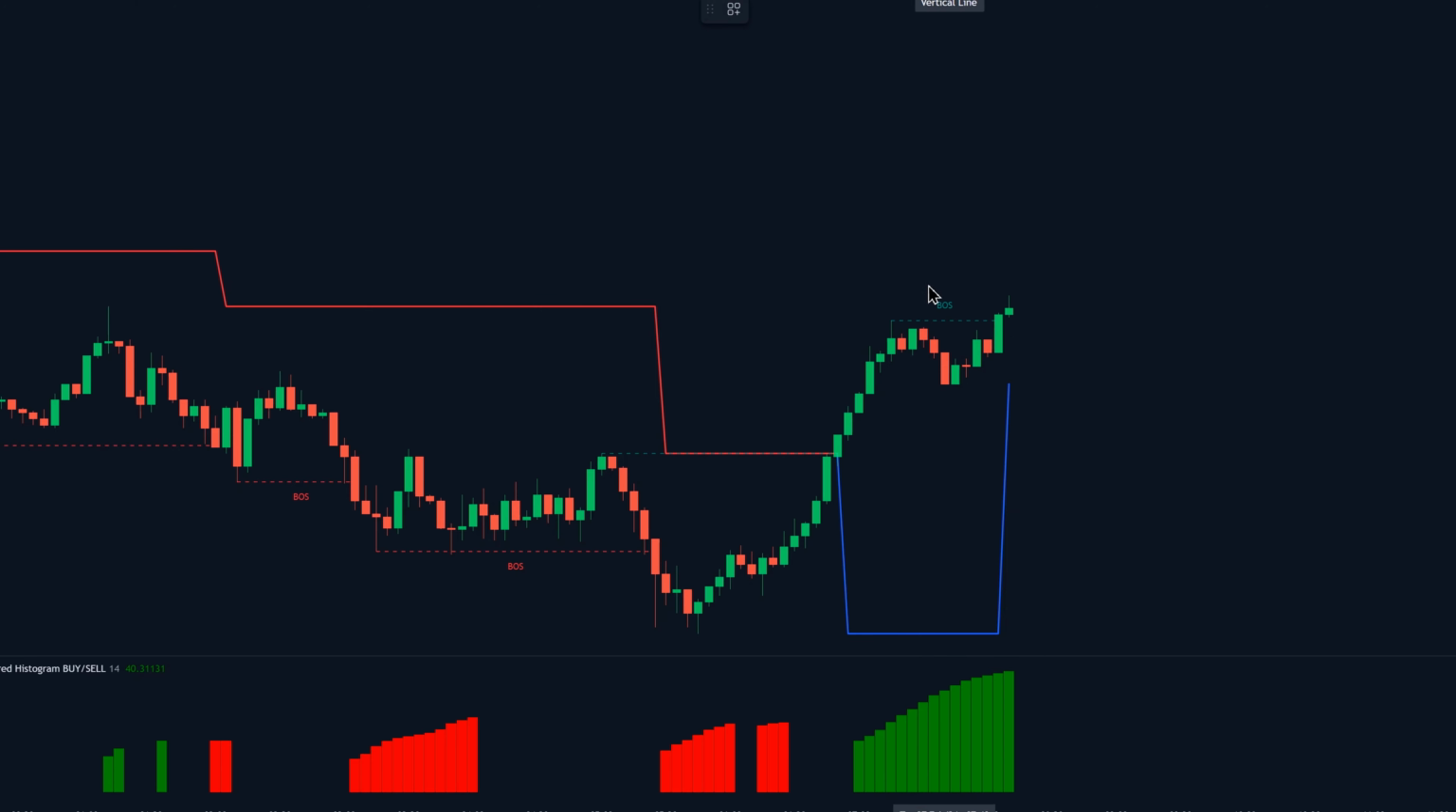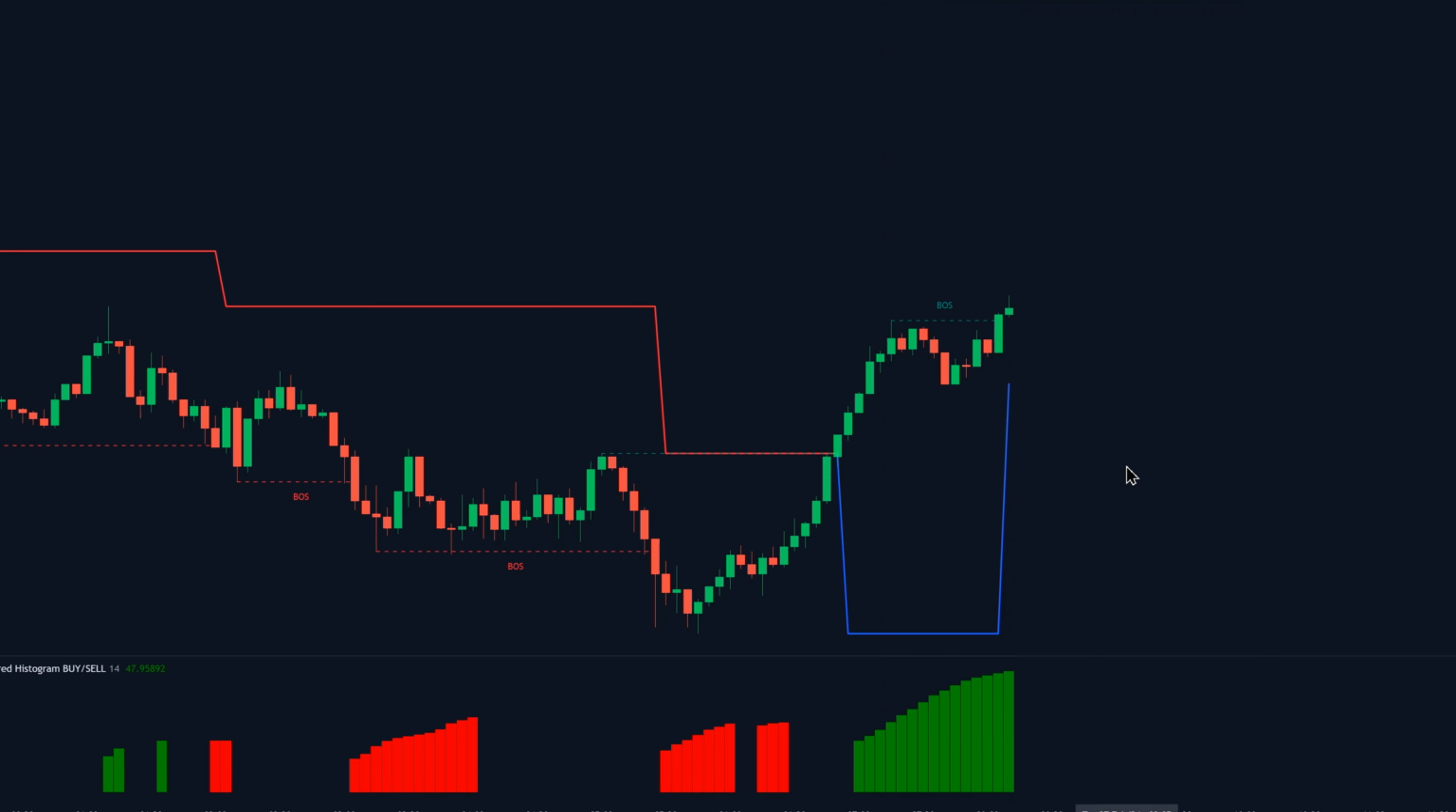So you basically want to ensure that from here to here, this histogram maintains only the green color and there isn't any gap in between. A gap is basically something like here, a space with no histogram bar. So this is a gap and we don't want this gap to be anywhere here. If we had any gap here, this entry would become invalid and we'll have to skip it.